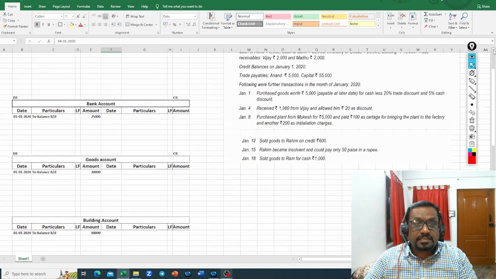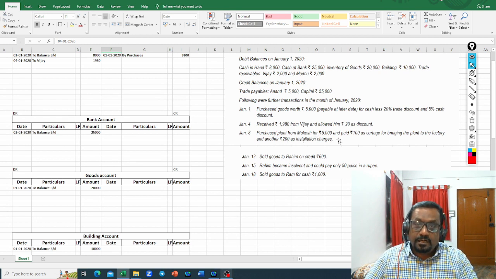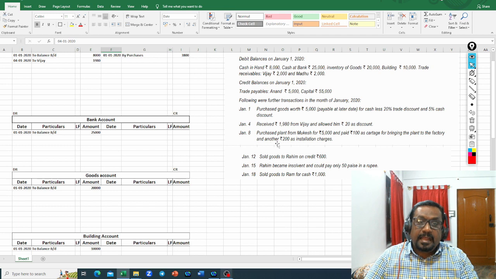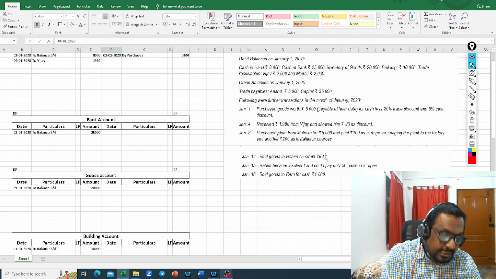What is the next transaction? Here, this is already done. Purchased plant from Mukesh for 5,000 and paid 100 rupees as cartage for bringing the plant to the factory and another 200 as installation charges. This is something I will write a journal entry for. How do we write a journal entry here?